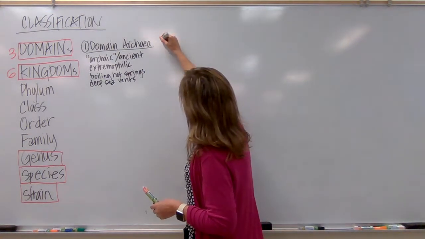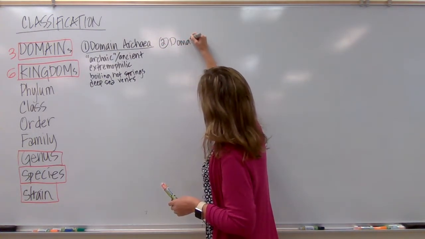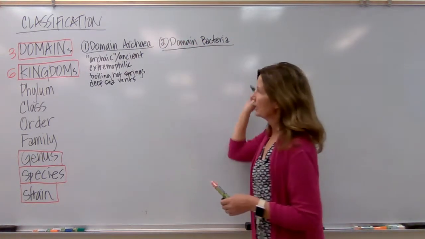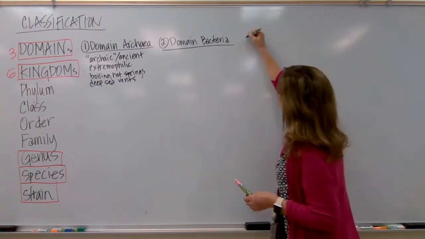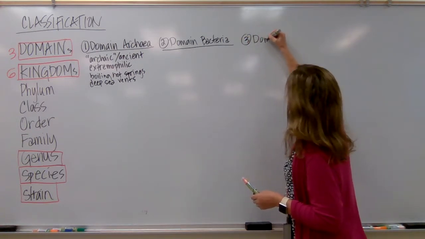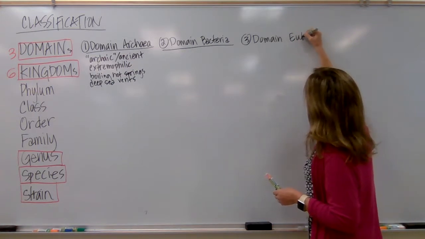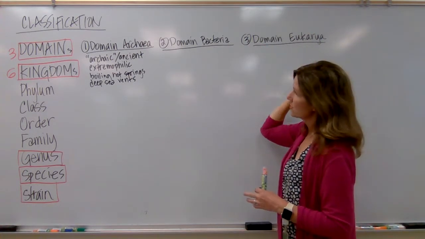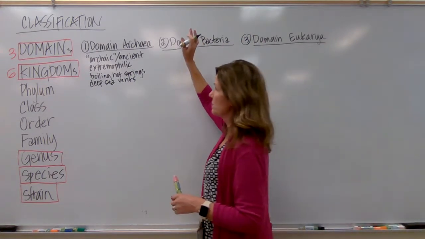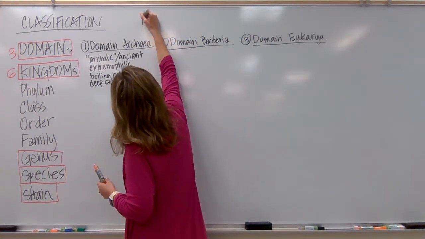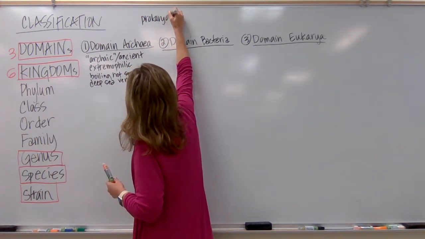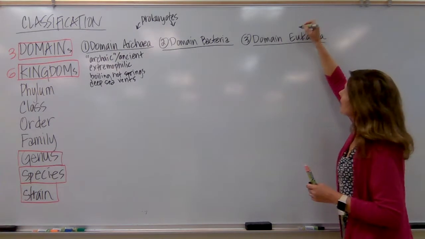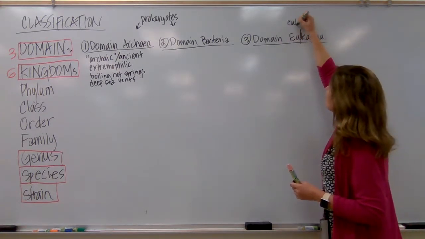The next large group will be the domain Bacteria. So you are familiar with this domain. And the third domain is going to be the domain Eukarya. These are all cells. Every single cell can be categorized into one of these domains. We did just discuss the characteristics of prokaryotic cells, so I will say prokaryotes. And I think you can tell by the name of this domain that this is going to be a eukaryotic organism.